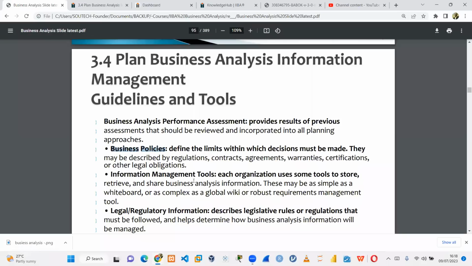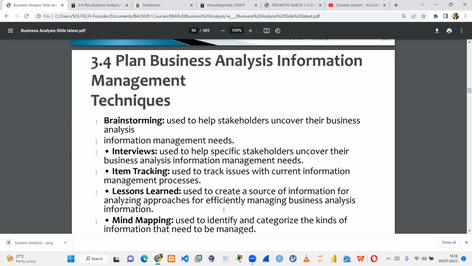The information management tools, right? It can be a wiki, a whiteboard, or a document management system. They also have legal and regulatory information, because for some industries there's always a way things should be done. That also informs what your business analysis information management tool can be like.